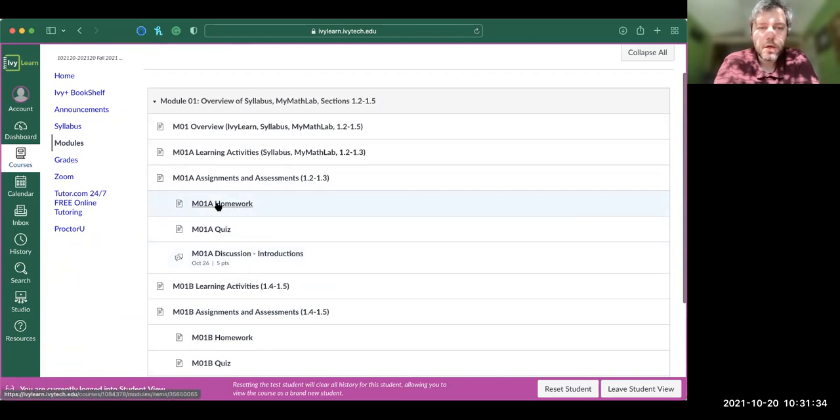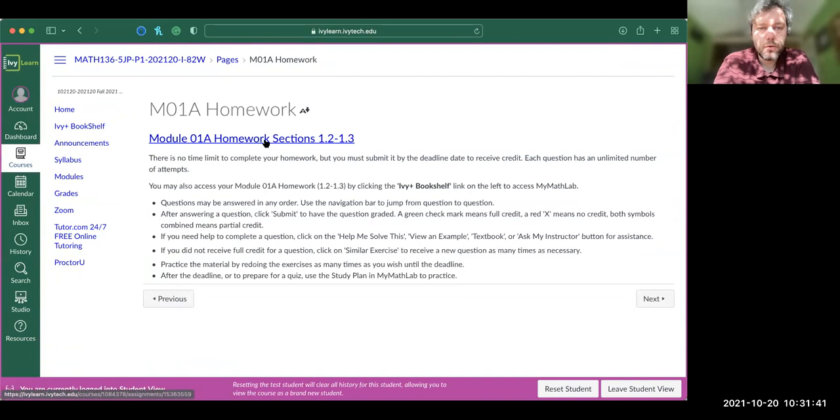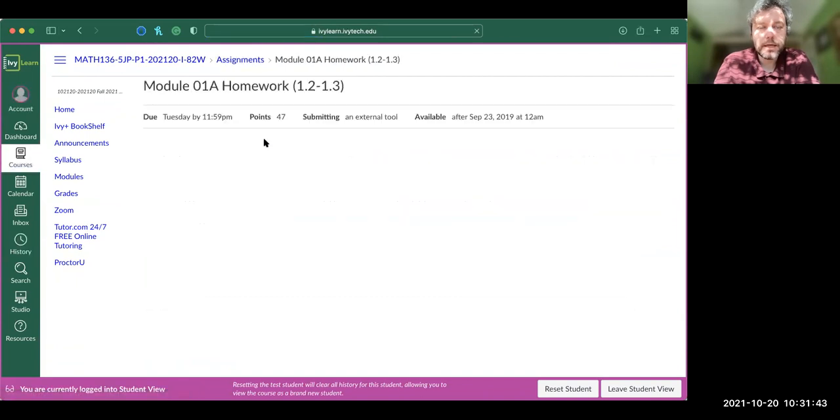Okay. So here are your learning assignments. Here is the first homework, and you will click this link, and it will embed the homework on the web page for you.